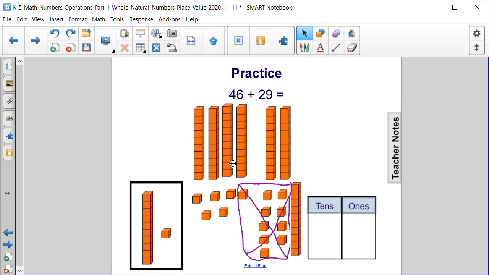Okay? So we have 1, 2, 3, 4, 5 ones remaining. So that's going to be the number that's in the ones column. And then we have 1, 2, 3, 4, 5, 6, 7 tens, or 70 blocks. So 70 and 5 is 75. So therefore 46 plus 29 is 75.